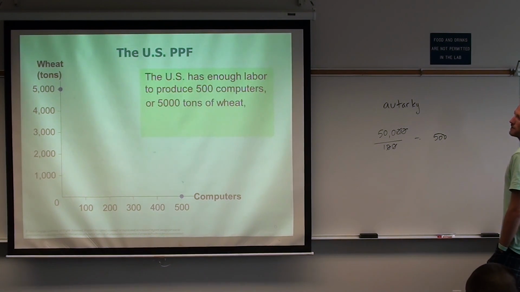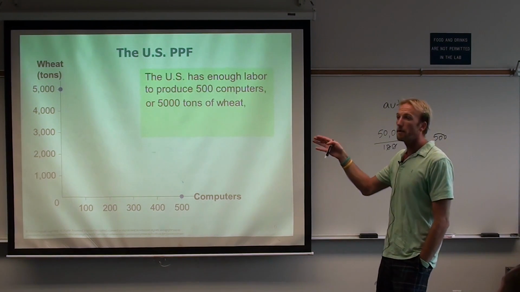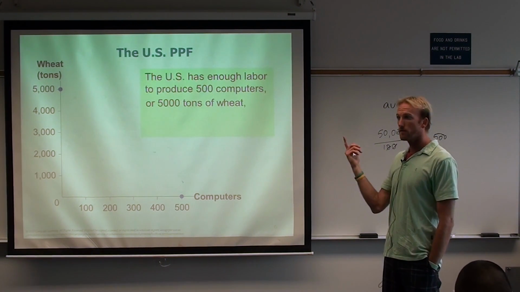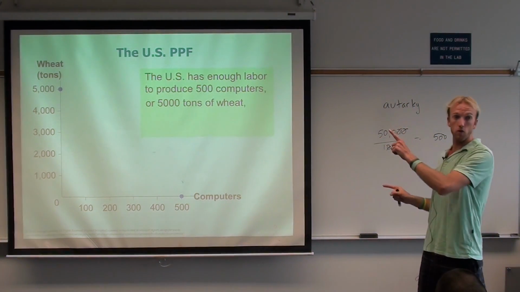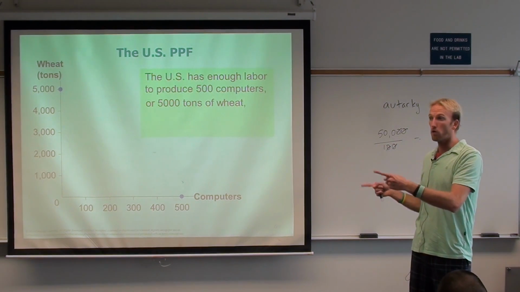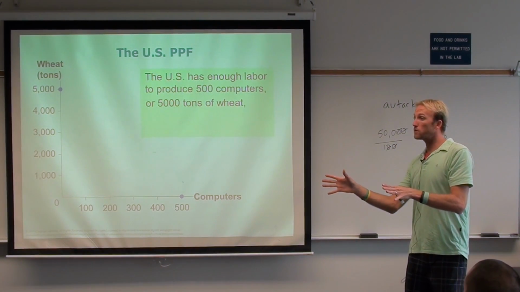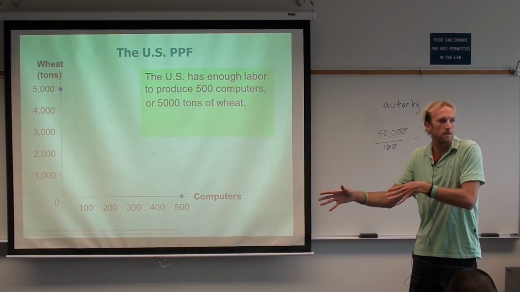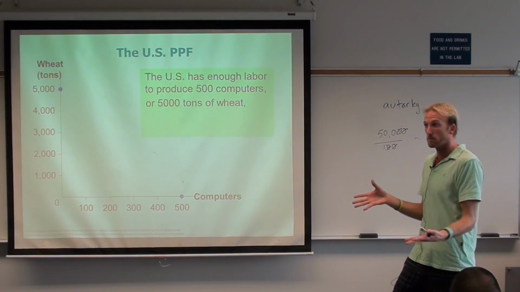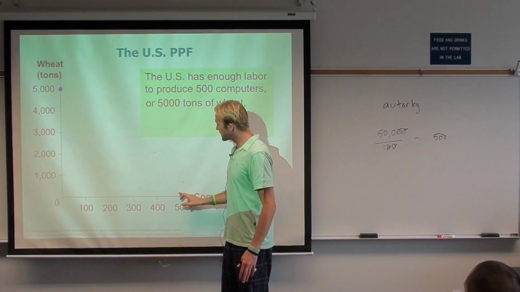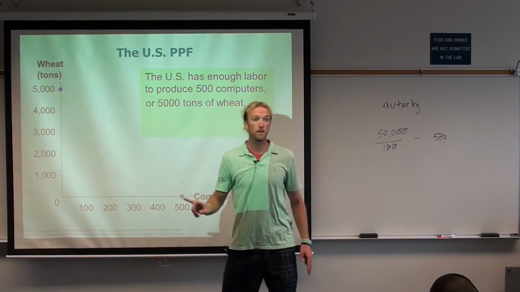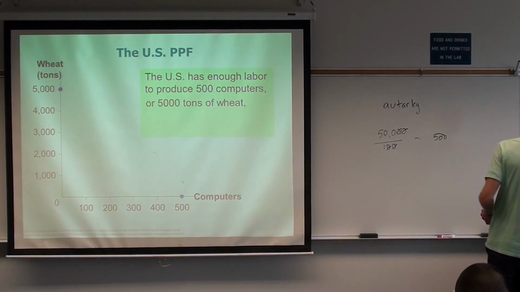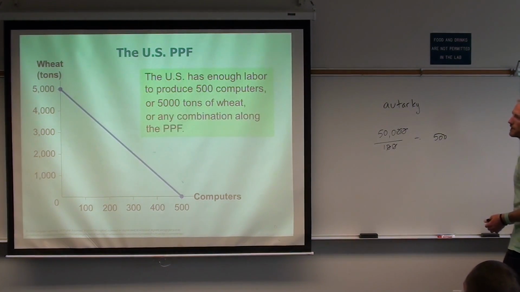And similarly, if we just specialize in wheat, remember wheat is only 10 hours per ton, so 50,000 hours and 10 tons. Now, are those the only 2 points that they can produce at? No, right? They can use maybe half of their people to do computers and half of them to do wheat, or 20% to do computers and 80% to do wheat, or something like that, right? Essentially what we have is any combination along this line is possible, right? Any combination along this line is possible.